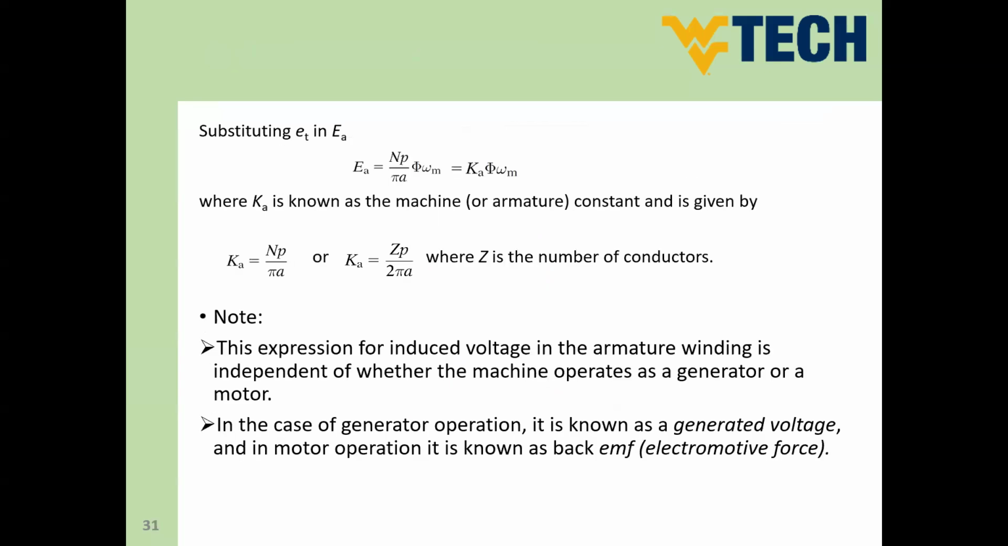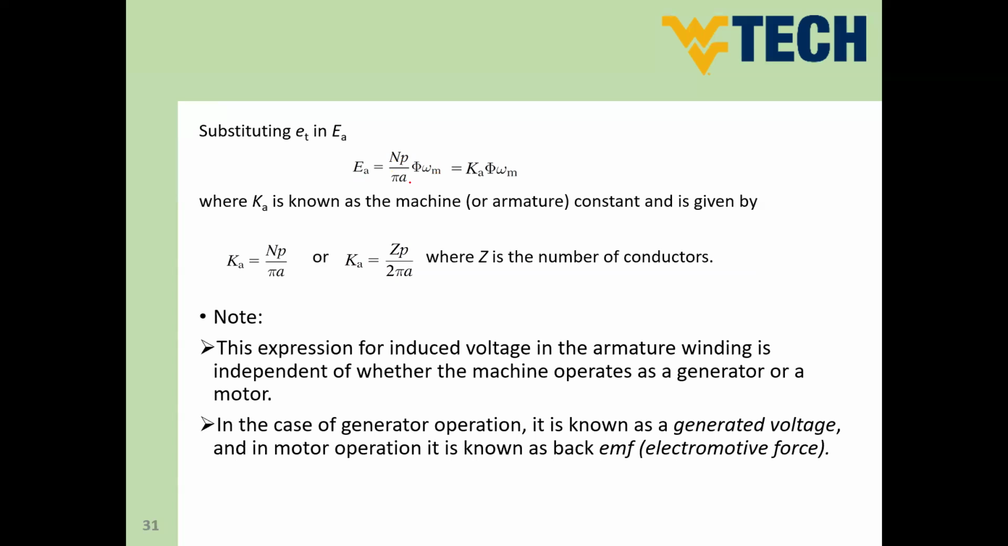So in this case, we can say that EA, or the armature induced volt, equals NP times phi omega divided by pi A. Again, N is number of turns, P is number of poles, phi is the flux, omega is the motor speed, mechanical speed, pi is constant, and A is number of parallel paths.